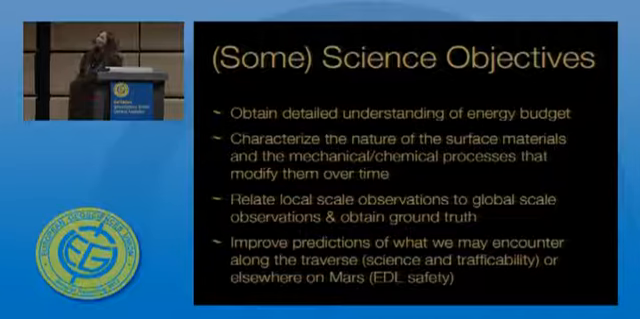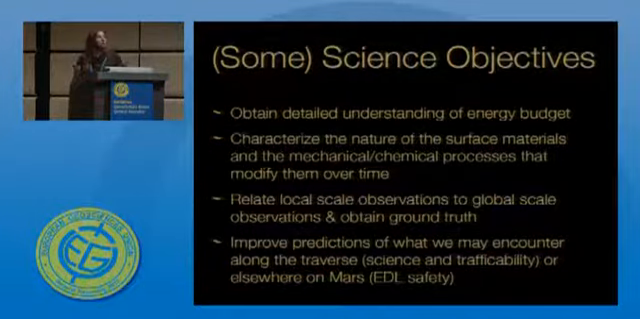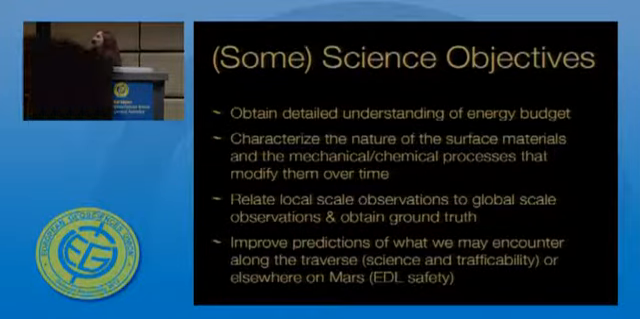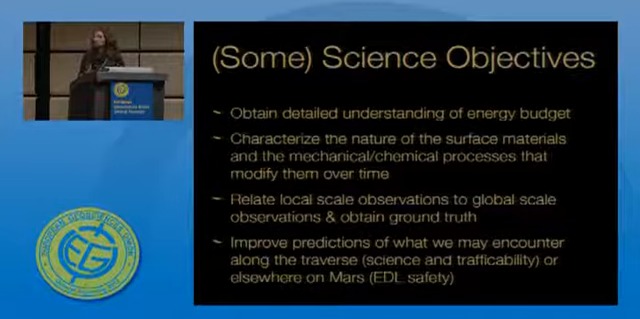So some of the science objectives relating to the ground temperature sensor have to do with things like obtaining a detailed understanding of the energy flux and energy budget on a diurnal time cycle. Many of the orbital measurements we have are restricted to certain times of day because of those missions' priorities. Here we have measurements from every hour of the day, and that helps us understand things with a greater level of detail. We also want to characterize the surface materials and try to understand any mechanical, chemical processes that modify them over time, things like aeolian processes or chemical alteration processes that change the physical nature of the surface.